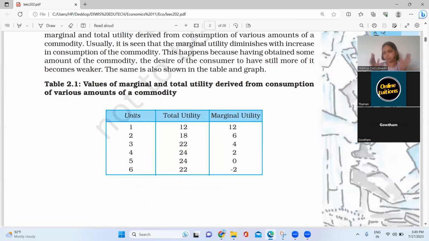This decrease, the thing which is getting decreased, is called the law of diminishing marginal utility. If we say it in layman's language, when the marginal utility decreases with each successive unit, that is the law of diminishing marginal utility. Simply it means the more I eat, the less satisfaction level I get. That is the law of diminishing marginal utility.